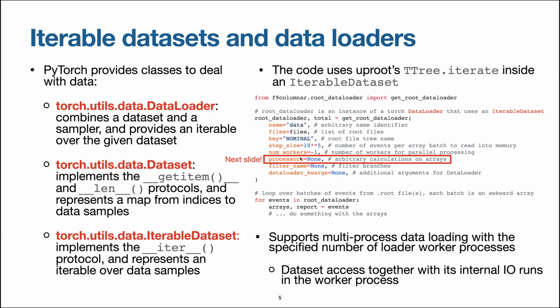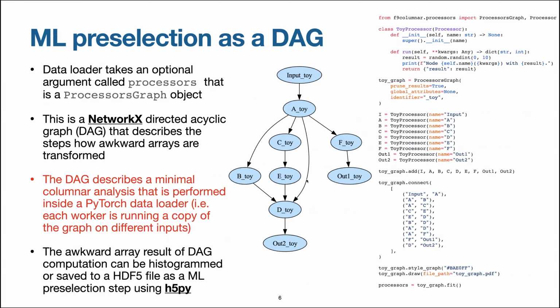And it also takes one argument called processors, which I will try to explain on the next slide. The idea is to do the calculations or transformations of the starting array to the final array, and save this final awkward array to an HDF5 dataset and use it in training later. So this processors argument is a processors graph.